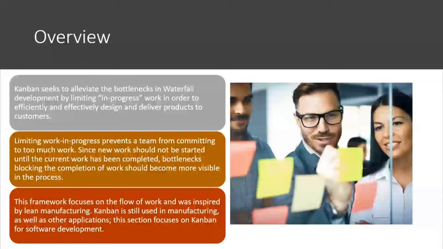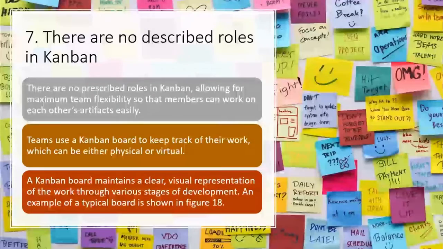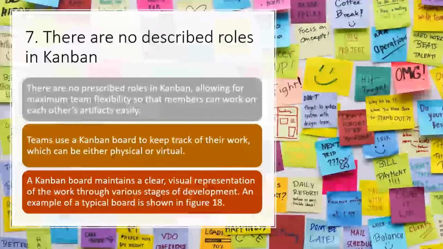This is from the GAO Agile Guide. I highly recommend Googling GAO Agile, and you can find the long document where a lot of this presentation is from. Last but not least, there are no described roles in Kanban, which comes as a surprise to many people because we're used to seeing configurations like 3-5-3, 3 roles, 5 ceremonies, 3 artifacts in the world of Scrum, and other frameworks have similar roles, but in this, there are no prescribed roles. This allows for maximum team flexibility so that members can work on each other's artifacts easily.